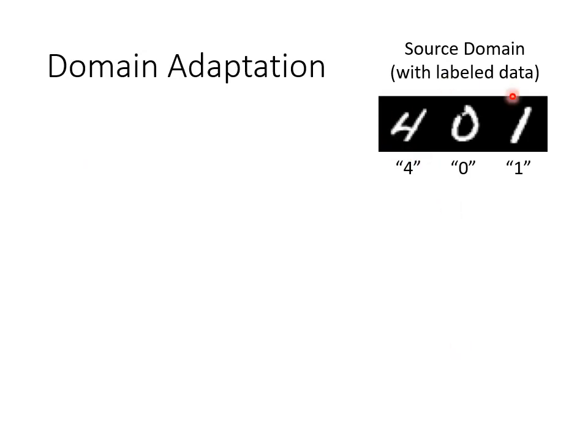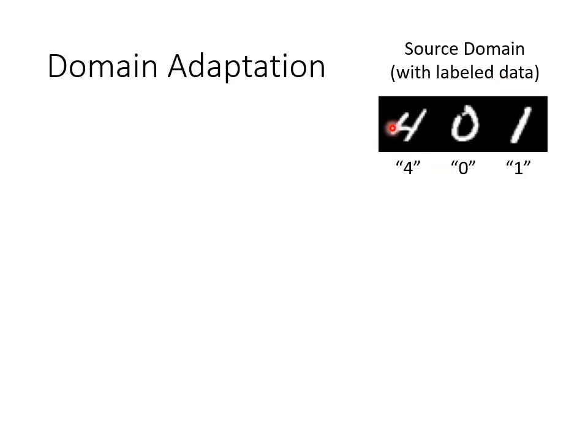We have a bunch of training materials. Here we will directly use the classification of handwritten numbers as our example. We have a bunch of training materials. This information comes from the source domain. And these training data are labeled. We know what number corresponds to each picture.